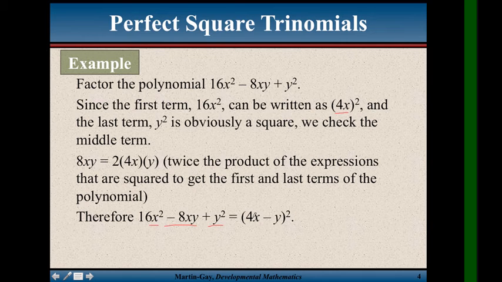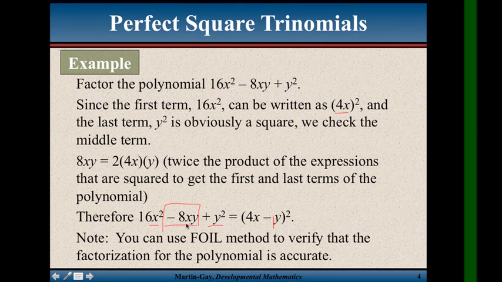I repeat, our answer is (4x minus y) squared. We just follow the equation that I showed to you before, the (a minus b) squared. So to check if we are correct, obviously we are correct about 4x and y. But how about for negative 8xy? Since we have xy here, obviously we have xy as our answer here. But how can we get negative 8? That's 4 times negative 1, and that's negative 4. Negative 4 plus negative 4 is negative 8. You can use this method to verify that the factorization of the polynomial is correct or accurate.